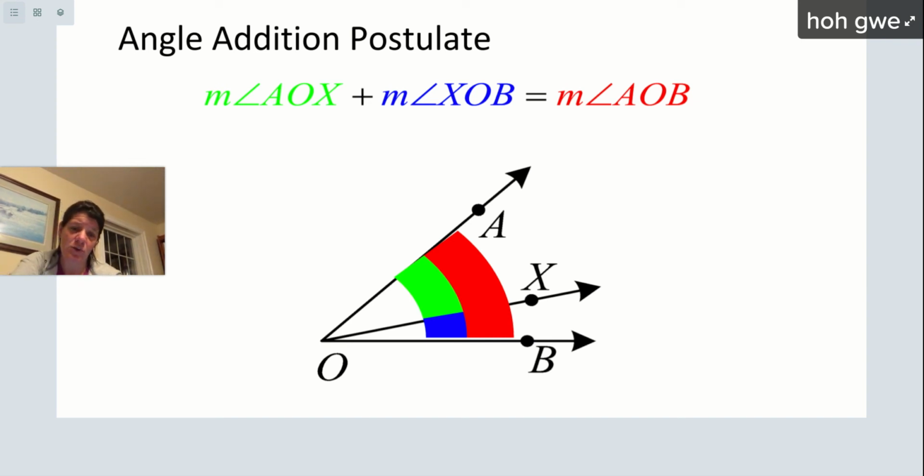Notice that AOX and XOB share a common ray. The ray that they share is OX. Okay, and that's important when we're talking about angle addition. They have to be right next to each other like that. So they have to share a common ray.